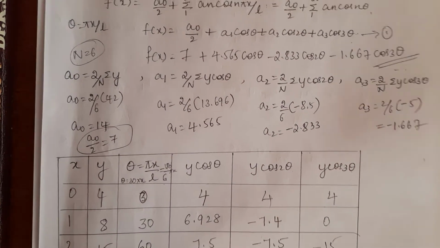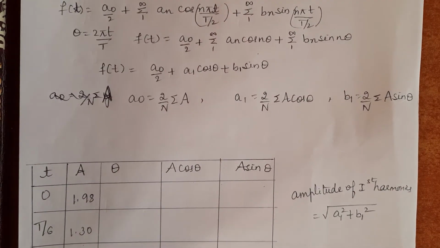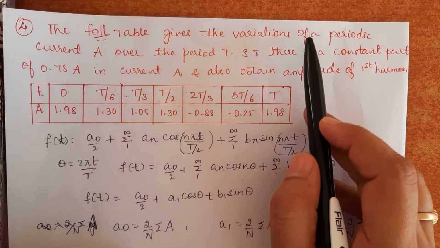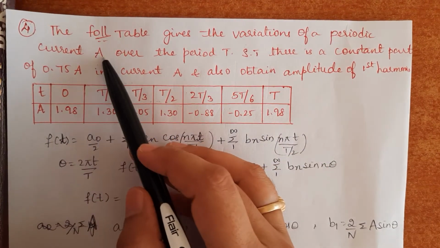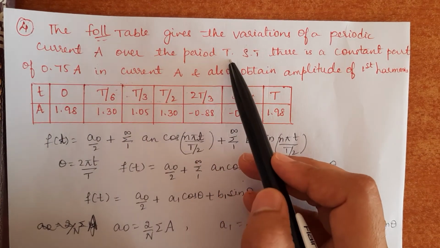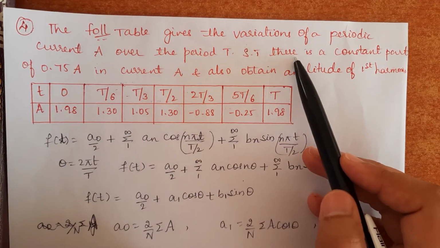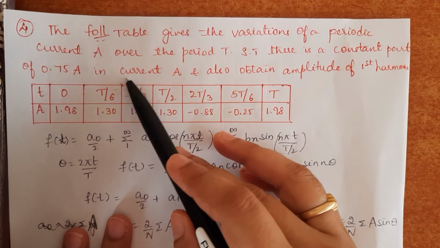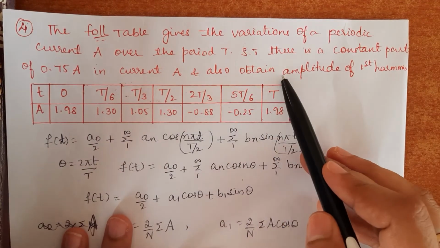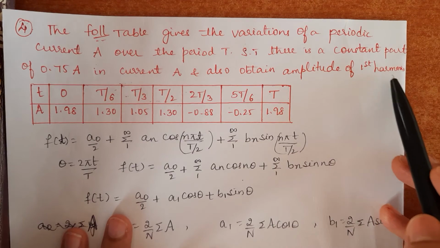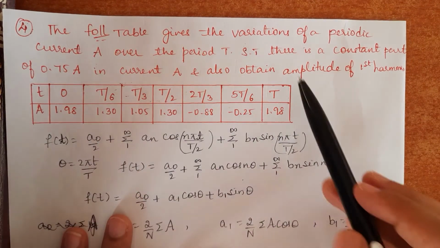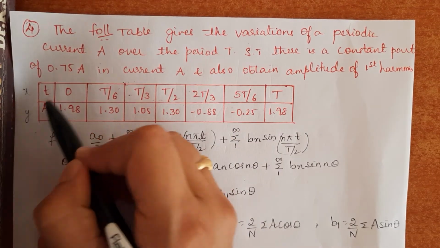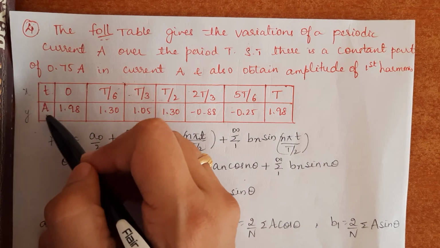Now let us see the next problem. The next problem is like this. The following table gives the variations of a periodic current A over the period T. Then show that there is a constant part of 0.75 amps in current A and also obtain the amplitude of the first harmonic. This is the given set of values. Here instead of small x and y, they have given it as small t and A because A represents current.